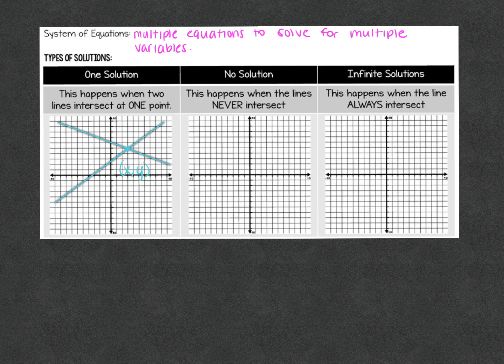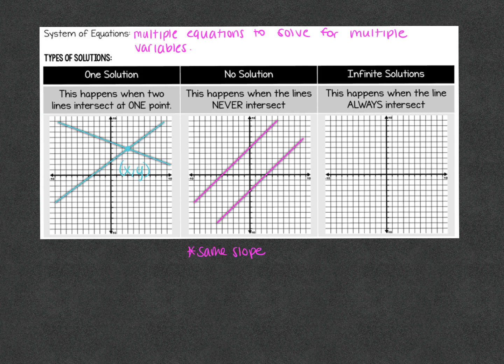Okay, we also can have cases of no solution. No solution happens when these lines never intersect, which is another way of saying that these 2 lines are parallel. Okay, so parallel lines never intersect. If you ever see 2 lines that have the same slope, that means that they're parallel, right? As long as their y-intercept is different.